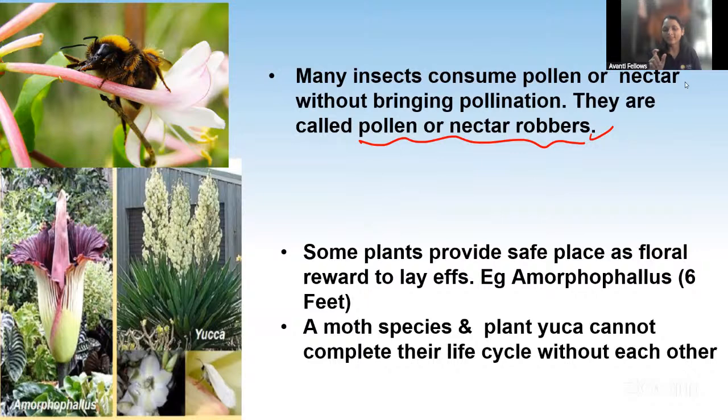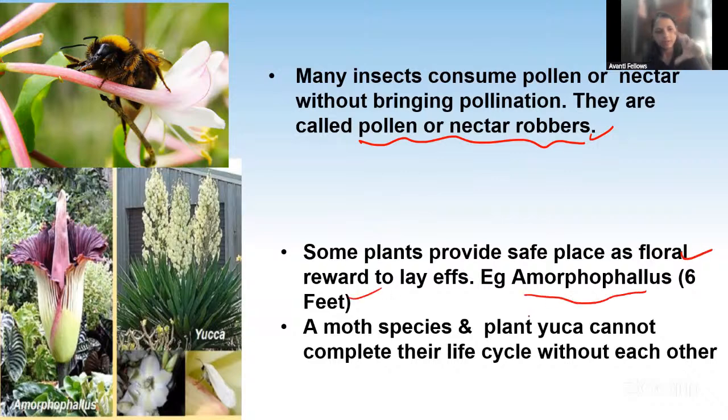So here the plants give a special type of reward, that is, a place for the insect to lay the egg. That is Amorphophallus, the large flower that has a place for laying eggs for the insects. Here it is 6 feet. You can remember this: Amorphophallus is 6 feet.